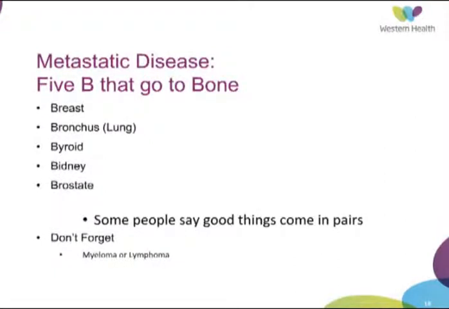Now, some other people think that good things come in pairs. So obviously you have 2 breasts, 2 lungs, 2 lobes to your thyroid, 2 kidneys, and 2 lobes to your prostate. So these are the most common lesions. When you have older patients, the most common source of a lytic lesion or some kind of tumor in the bone is going to be a metastasis. That's the most common thing. So we've got to rule these things out and go looking for them.